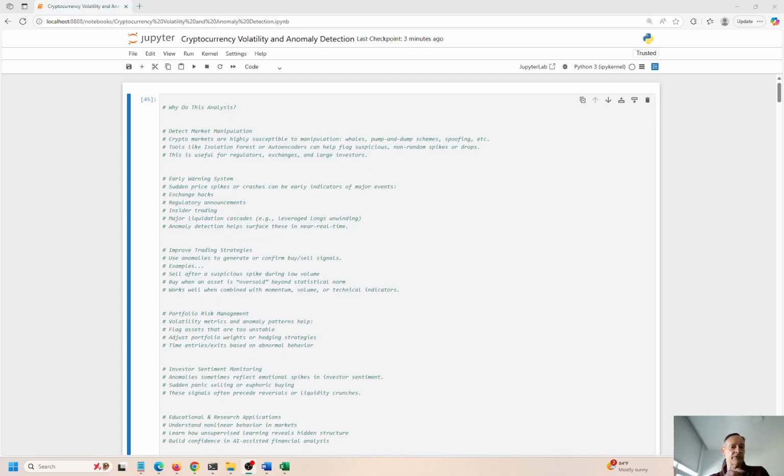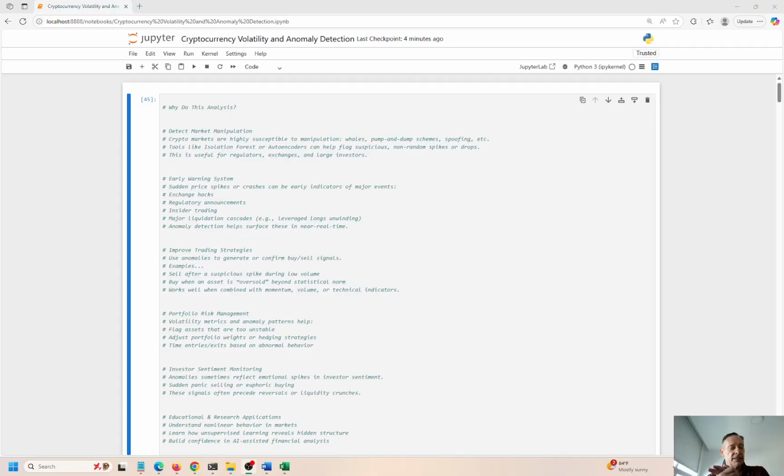Now, why would we even want to do this kind of analysis? Basically, to help us detect market manipulation or some type of volatile activity in the market, something that's very choppy or high standard deviation, high movement in the market. If we want to be aware of that, this is a great way to do that. Early price warning system, that's very important too. Maybe there's regulatory changes and announcements that come out, insider trading activity. You shouldn't be doing that stuff, but some people do it anyways.